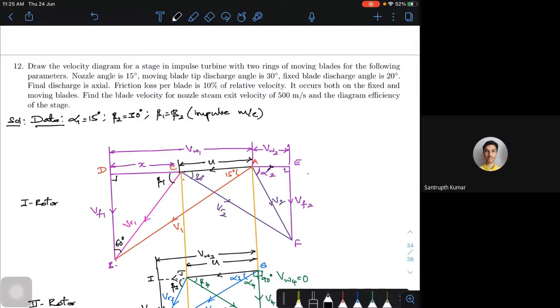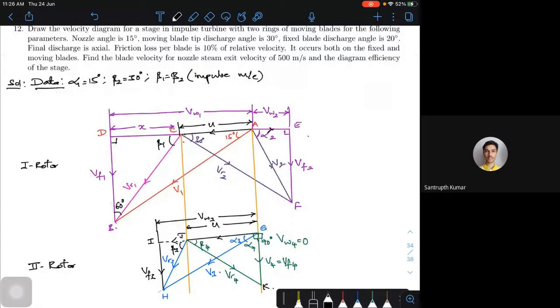Now, what will happen? From the first rotor, first stage, it will go to the next stage. So, fixed blade discharge angle, that means there is a stator in between your first rotor and the second rotor, and its exit angle is 20 degrees. That is your alpha 3. This is for the first rotor stage, and this is your alpha 3, this is 20 degrees.